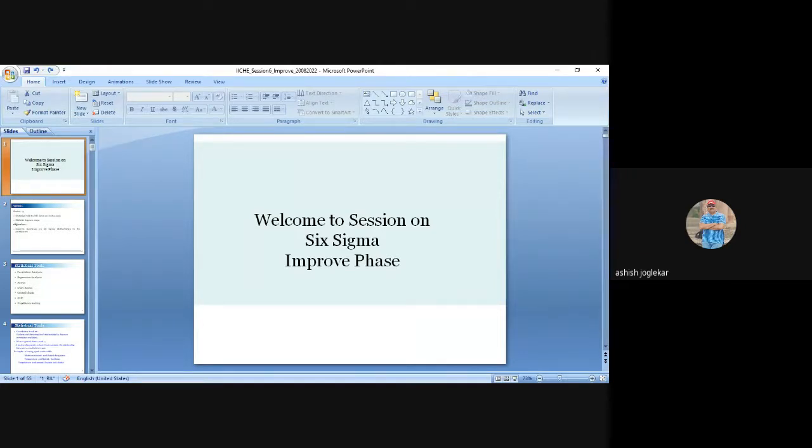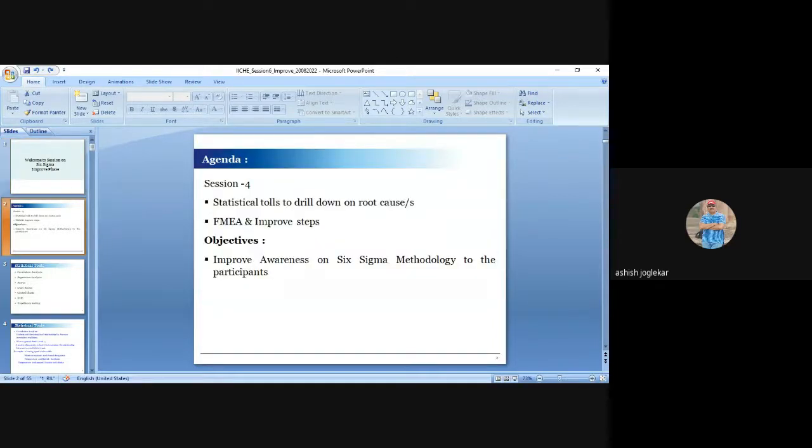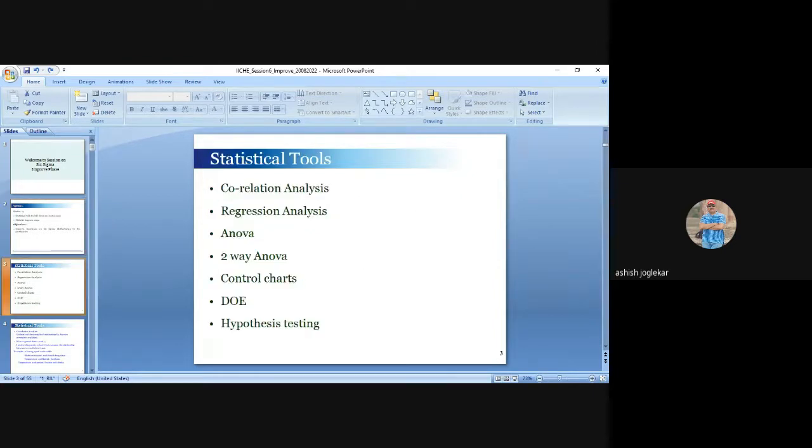Up till now, we have got around 10-15 causes which are affecting our performance or affecting the requirement by the customer. So, how to drill down in these 15 causes and get to the root cause? There are two types of methods that can be used. One is statistical tools, and second is the FMEA. Statistical tools are correlation analysis, regression analysis, ANOVA, two-way ANOVA, control charts, design of experiments, hypothesis testing.